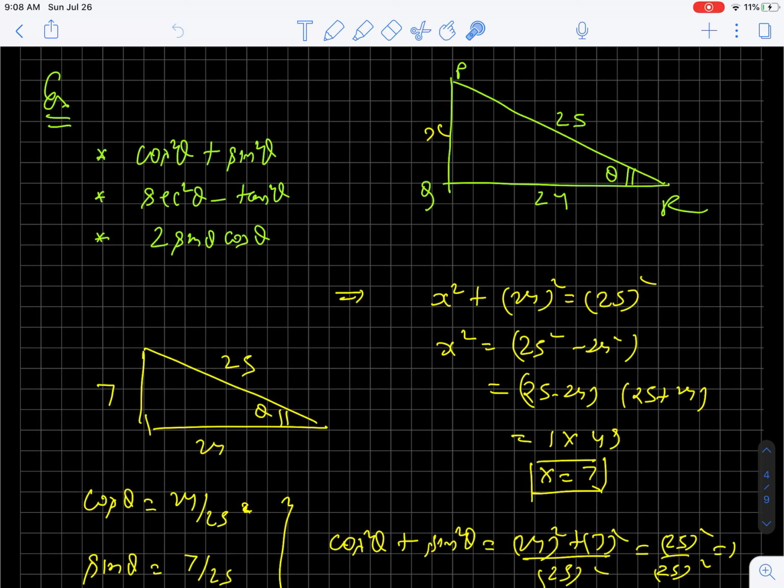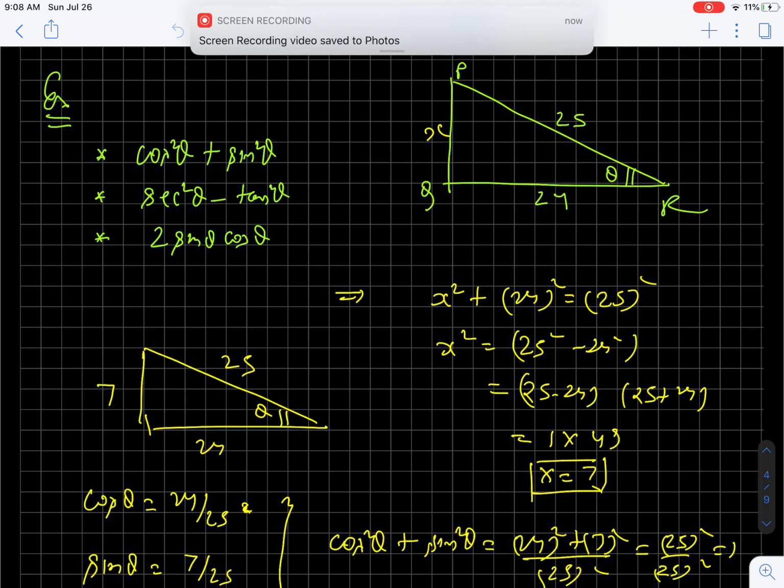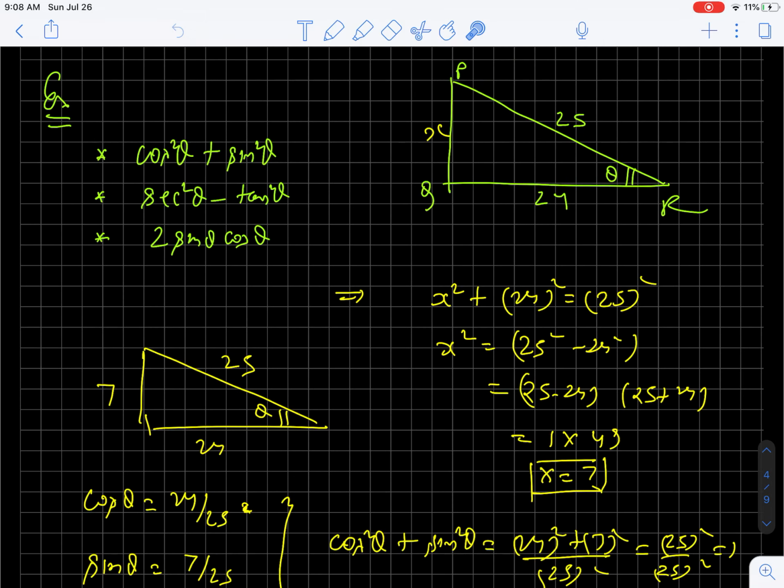Yes, it's very simple to find this side. Apply Pythagoras theorem for this triangle. That means x square plus 24 square equal to 25 square. You will find x square as 25 square minus 24 square. 25 minus 24 and 25 plus 24, since a square minus b square equals a minus b into a plus b. You will find this value as x square equal to 49 and x equal to 7. Okay.